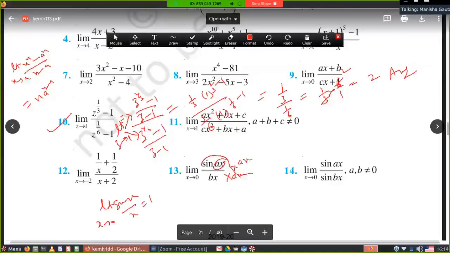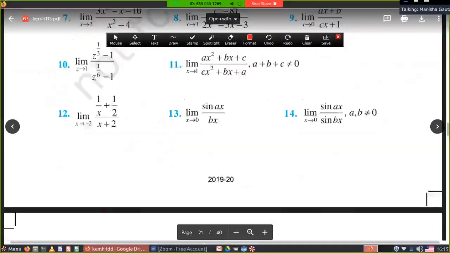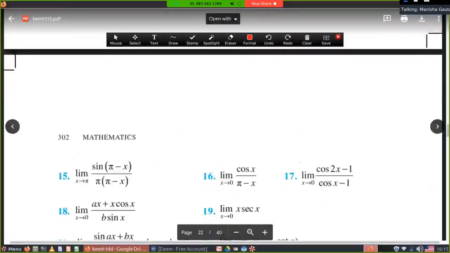Now this part, when you apply limit x tends to 0 on sine ax upon ax, and multiplied by ax upon bx. Now this becomes 1 when you apply the limit, and x is cancelled, 1 into a upon b. Answer will be a upon b. Now you can do the 13th question. Now come to the next, further we will do a few questions more. Try 14th question.